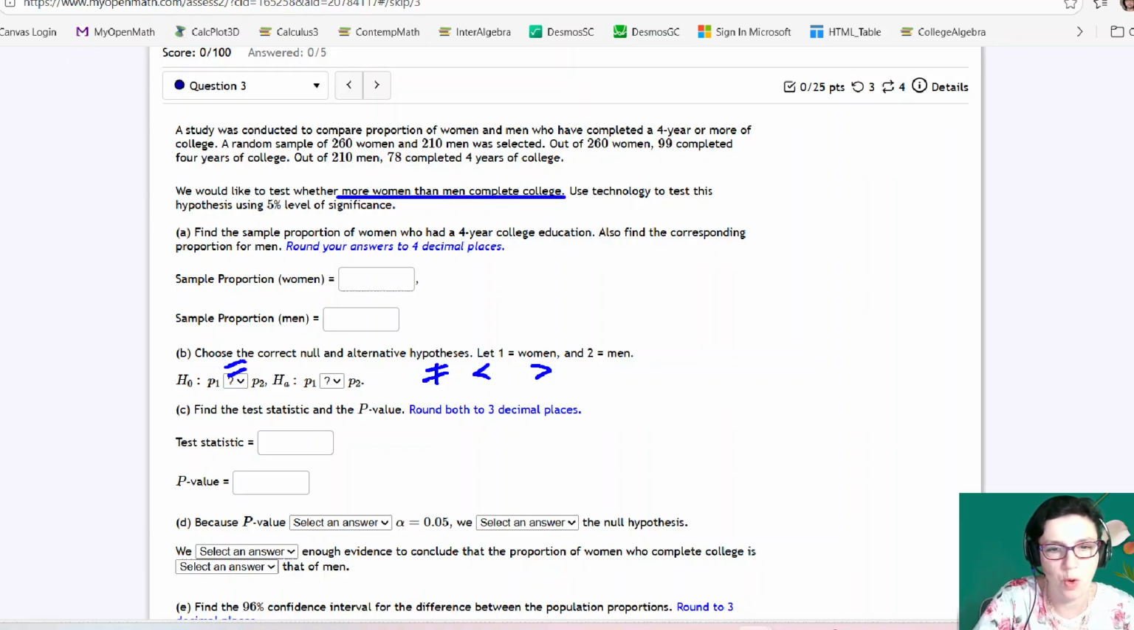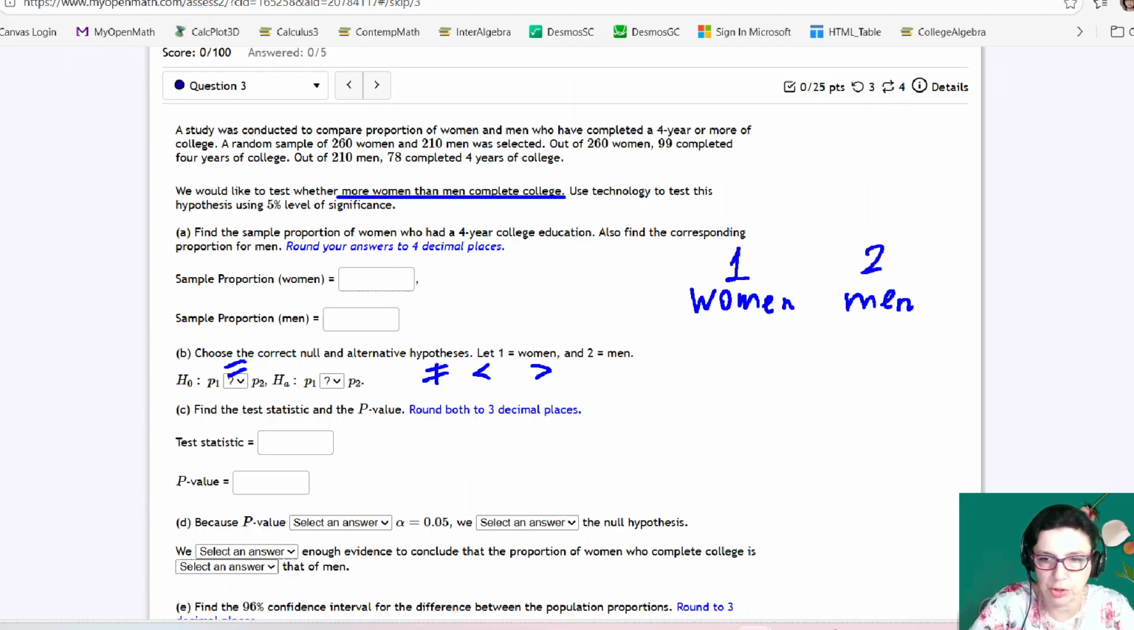And so this is more women than men. This is called the claim, right? And so now let's find out whether this claim means not equal, less, or more. Okay, so I'm going to put women here. I'm going to put men here, and I'm putting them specifically in this order because it's going to matter. So number one is women, number two are men.